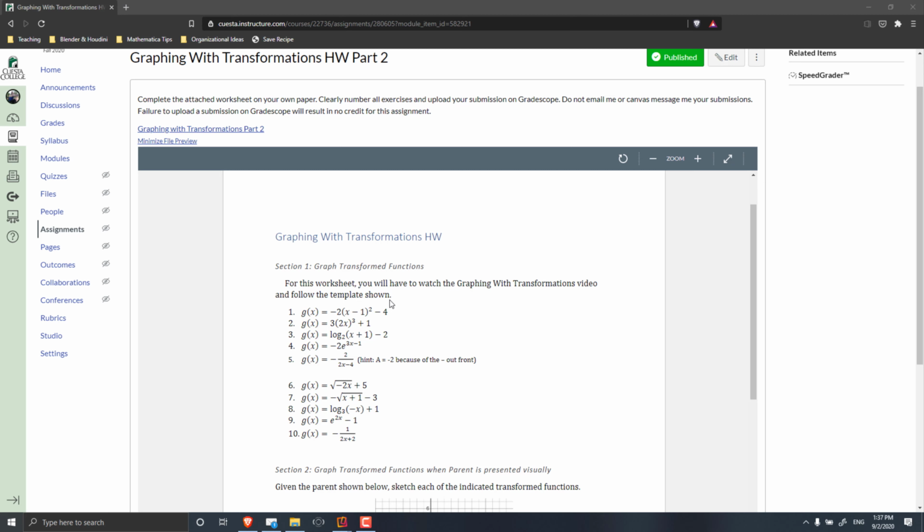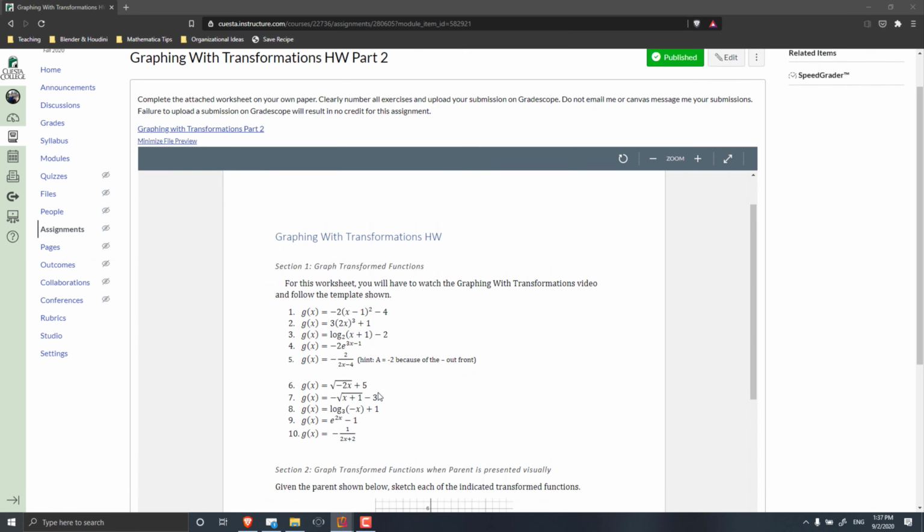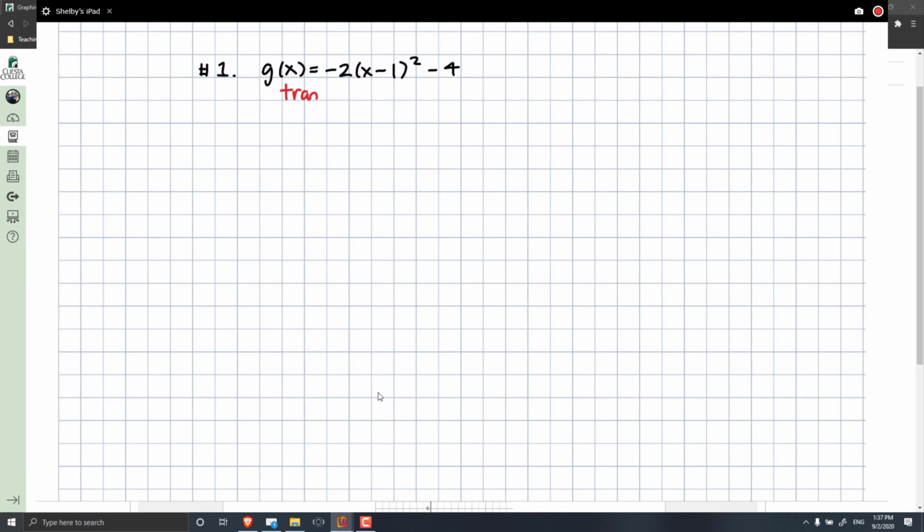So I'm going to use the template that I show in that video. Let's switch over to my tablet. Okay, let's graph this one. Now this is the transformed function. You can tell because it doesn't look like one of our parent functions. For this kind of problem, because it says graph using transformations, we actually have to come up with the parent function.